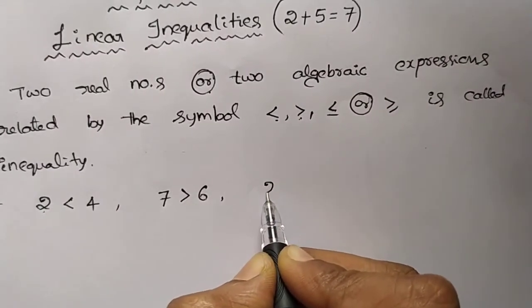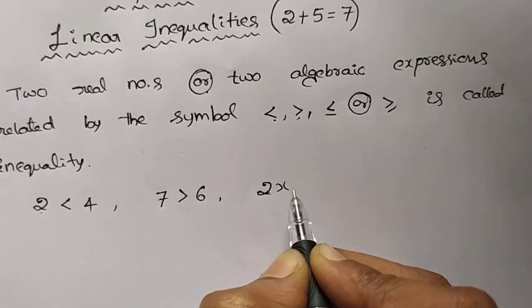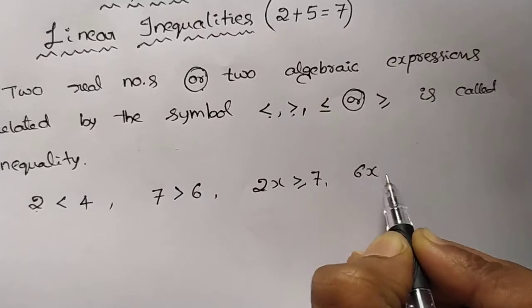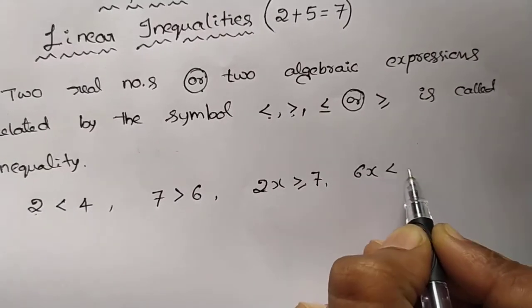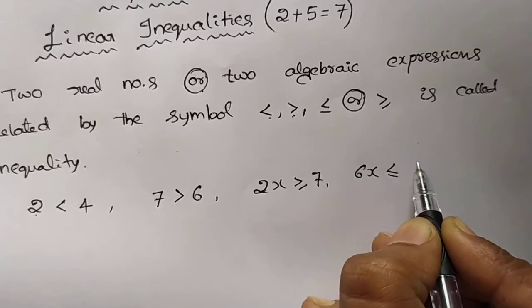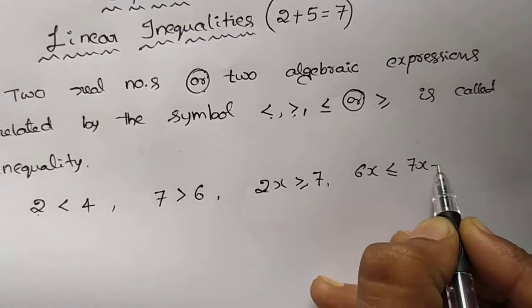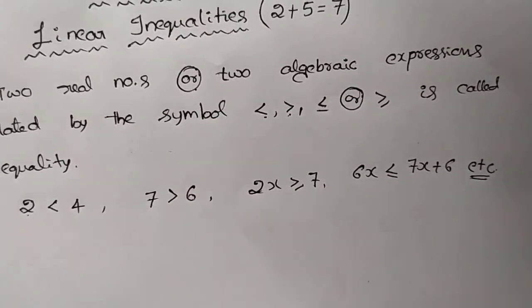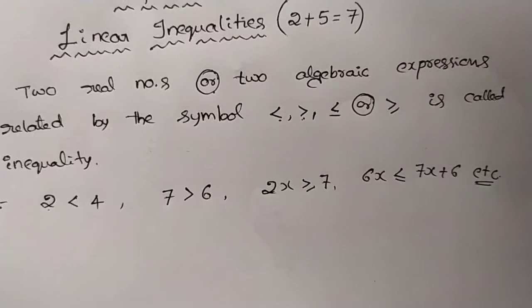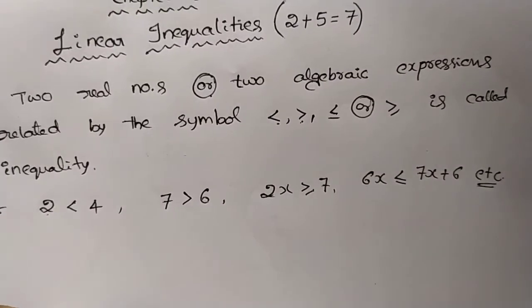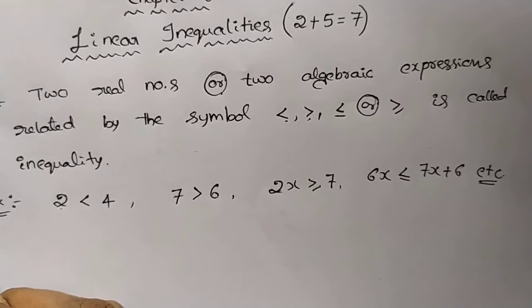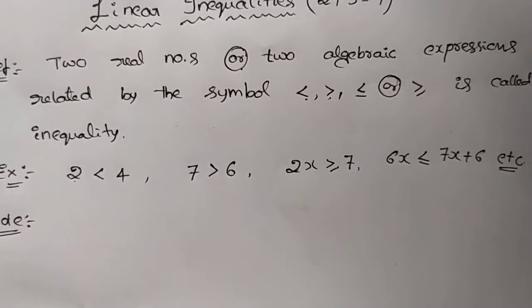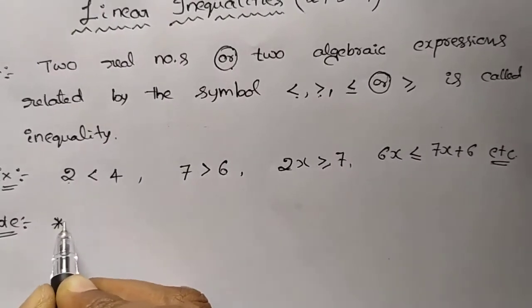Now, if you take any two algebraic expressions, 2x is greater than or equal to 7, 6x is less than or equal to 7x plus 6, etc. All these are examples of inequality. Now, let us take some note points and discuss. First note point.